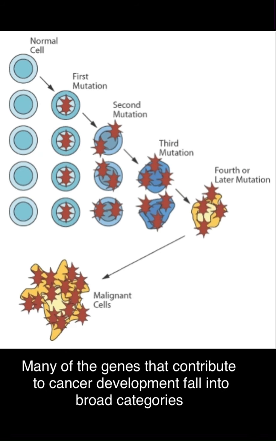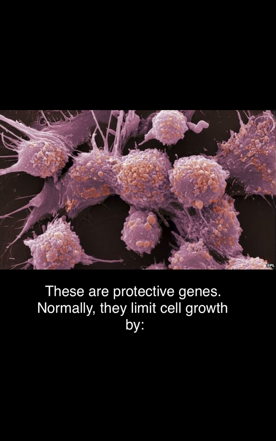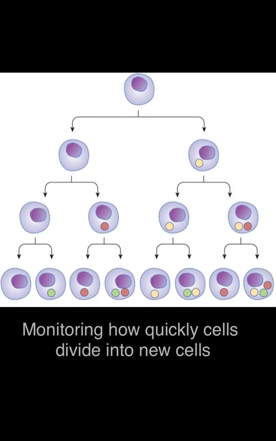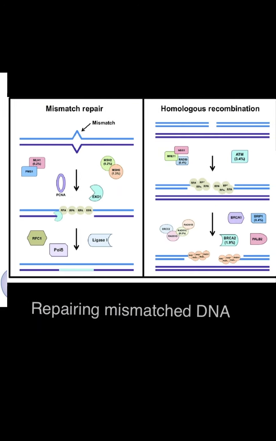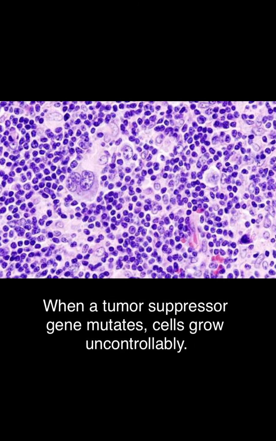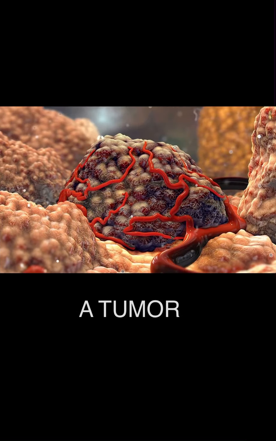Many of the genes that contribute to cancer development fall into broad categories. Tumor suppressor genes. These are protective genes. Normally, they limit cell growth by monitoring how quickly cells divide into new cells, repairing mismatched DNA, and controlling when a cell dies. When a tumor suppressor gene mutates, cells grow uncontrollably, and they may eventually form a tumor.